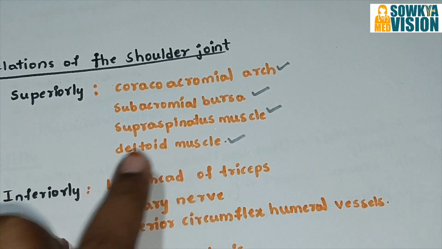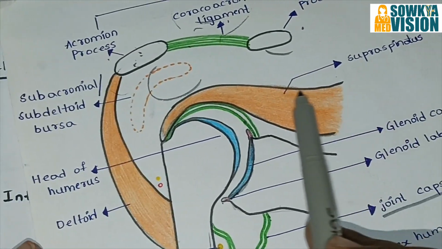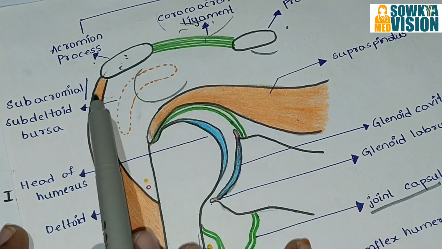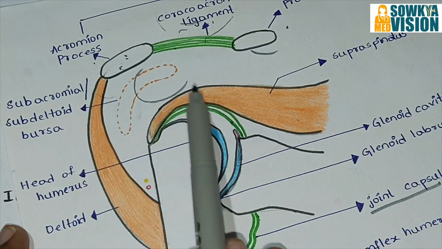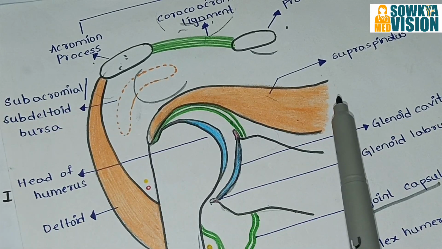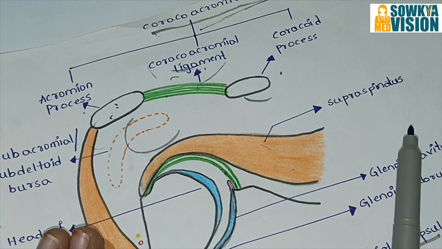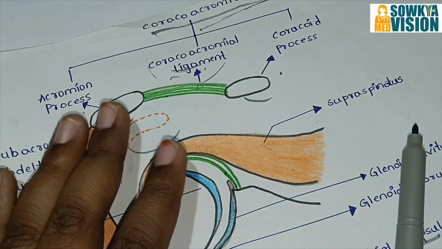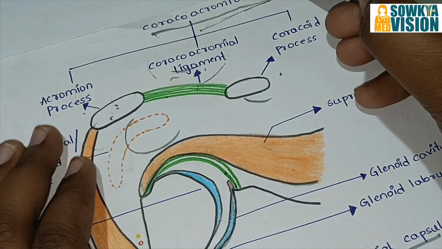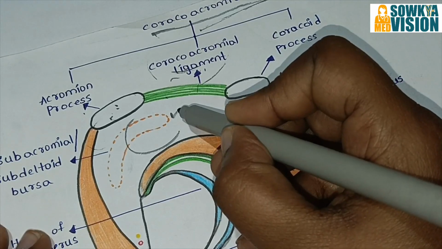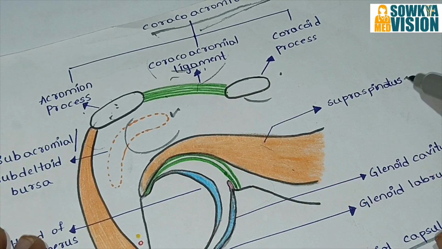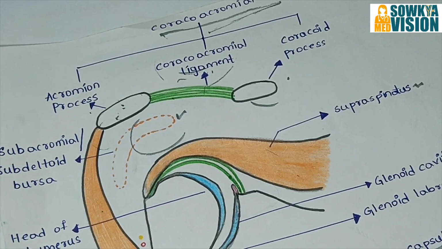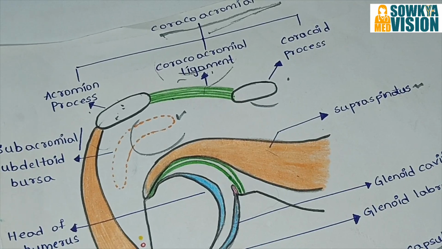Supraspinatus muscle and deltoid muscle. This is the supraspinatus muscle. The deltoid muscle extends from here to here. So what are the four structures present superiorly to the shoulder joint? They are the coracoacromial arch, subacromial bursa, supraspinatus muscle and the deltoid muscle. These are the four structures present superiorly to the shoulder joint.